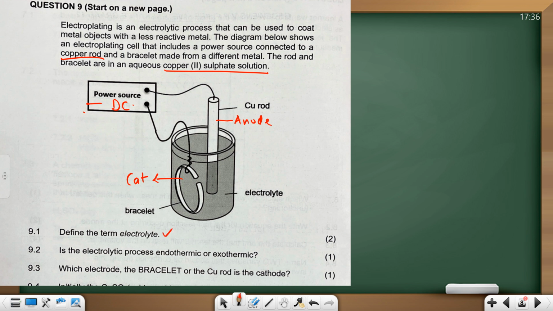Did we define this? Electrolyte: an ionic solution that conducts electricity due to the movement of ions. Did we answer this? What is the answer? Which electrode, the bracelet or the copper, is the cathode? Can you see that we're moving now? The notes actually give you all the answers. 4 marks, just like that.